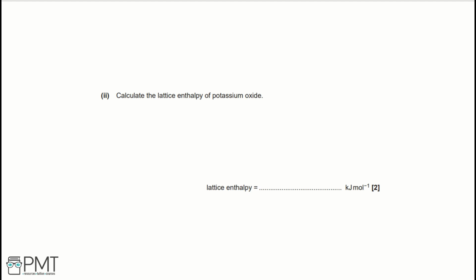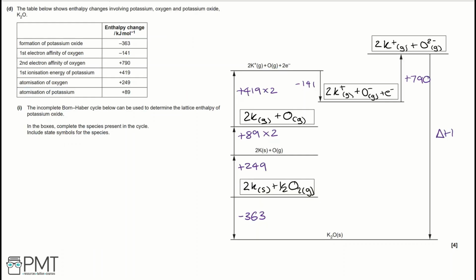Part 2. Calculate the lattice enthalpy of potassium oxide. For this question, we need to refer back to our Born-Haber cycle. What we're trying to work out is what I've labelled here as delta H. This is the lattice enthalpy of potassium oxide. So one way to work it out is if we went round the cycle. We would go down here and then up and then all the way down here. And that would create this arrow that we're trying to work out. It's just a different way of calculating it.